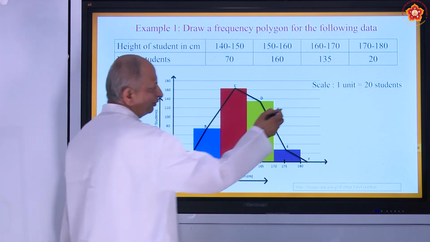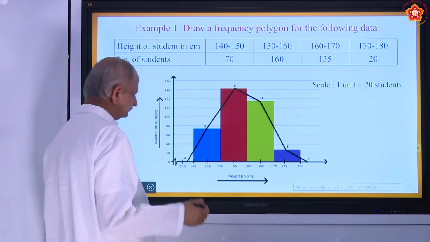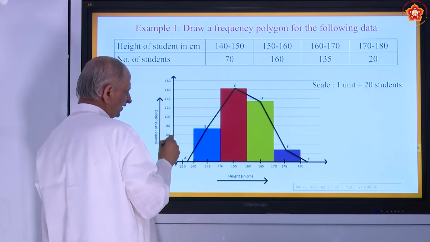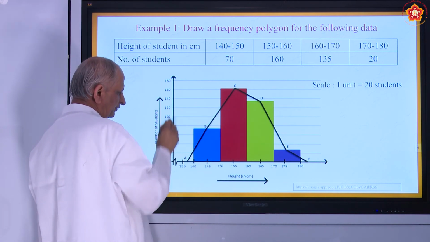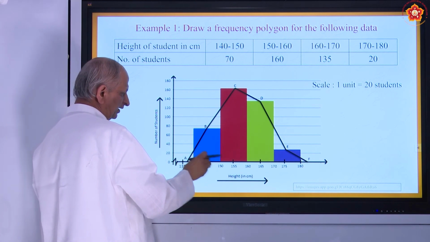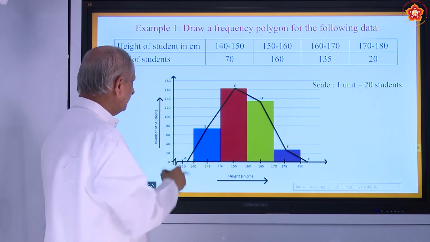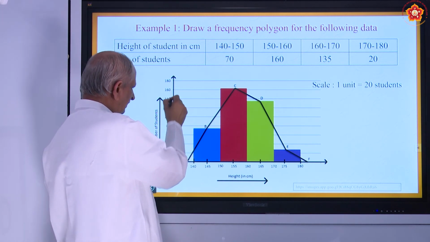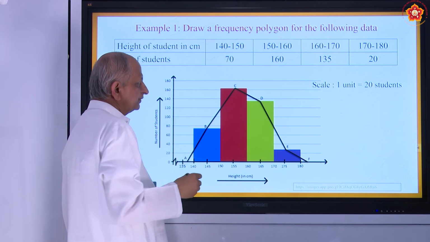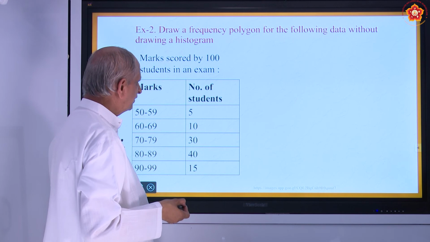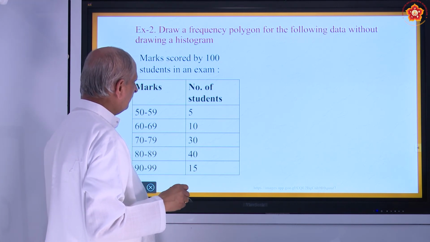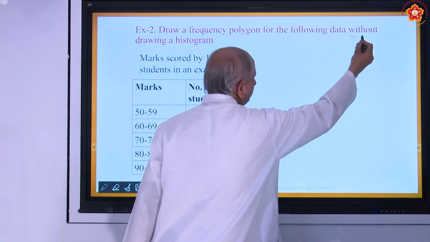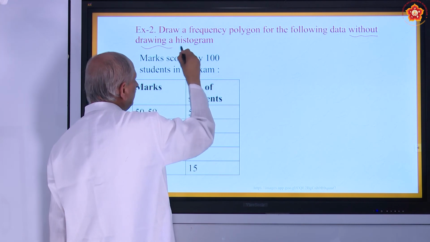Here the scale is 1 unit equal to 20 students. On the y-axis, this is the number of students: 20, 40, 60, 80 for every 1 centimeter. The same width that you have taken here should be taken here also. Say the maximum here is 160, so that means 8 centimeters. Like that you mark, then draw the histogram and then the frequency polygon. Now the same thing without using a histogram. This question is without using a histogram.